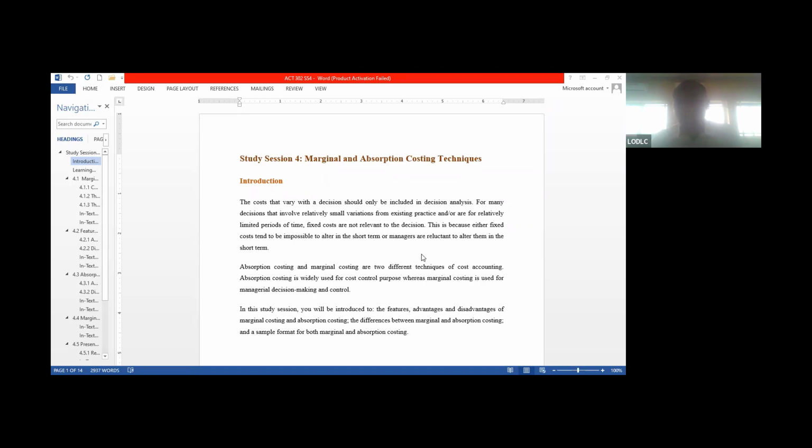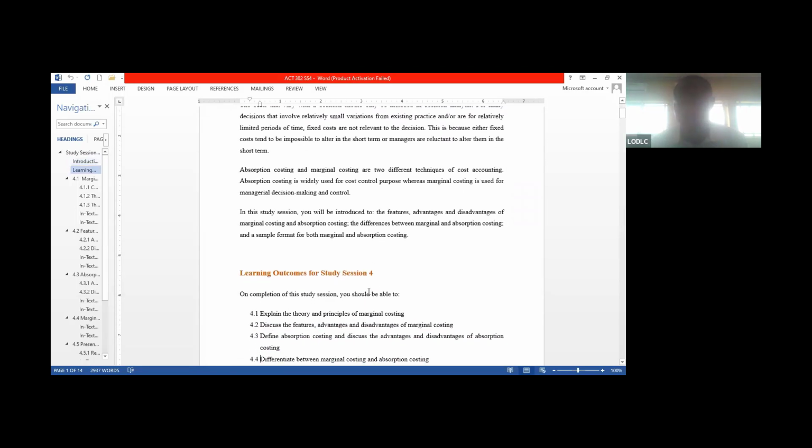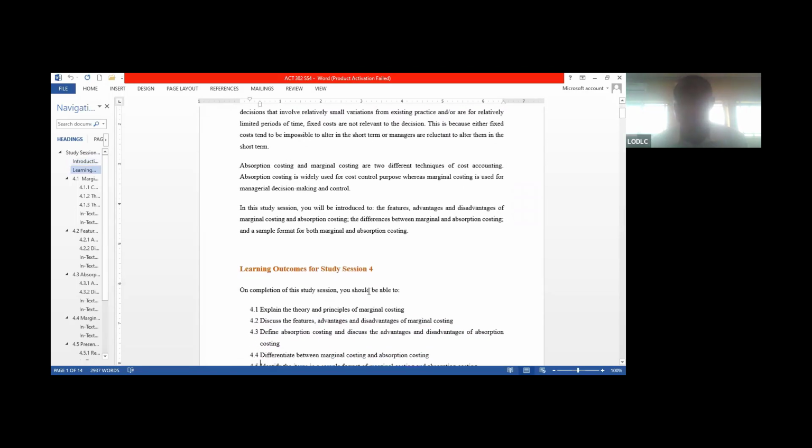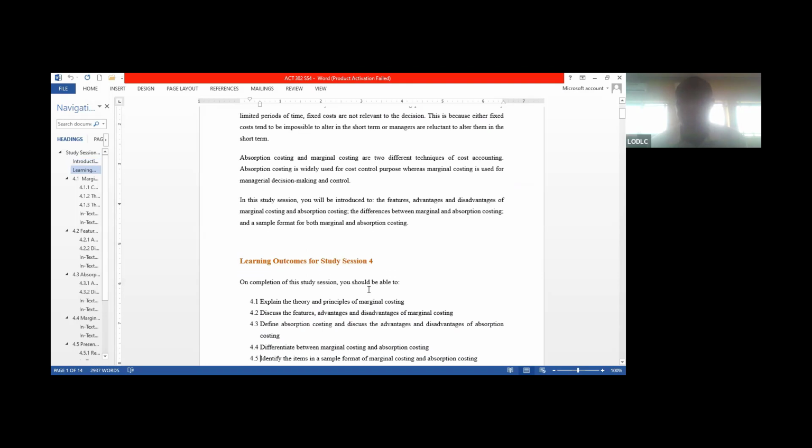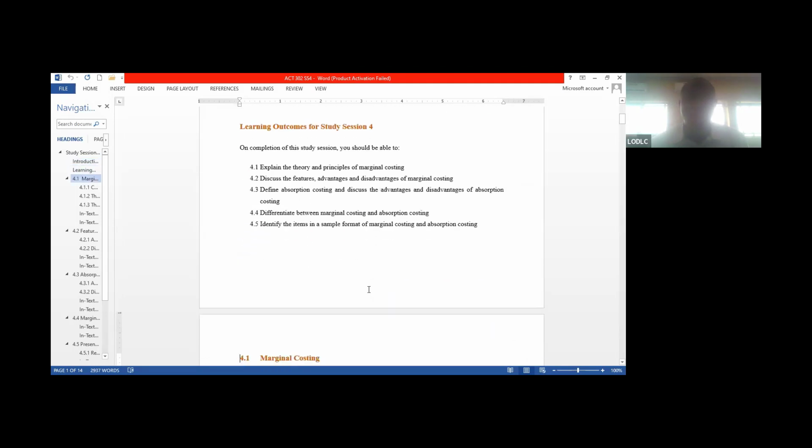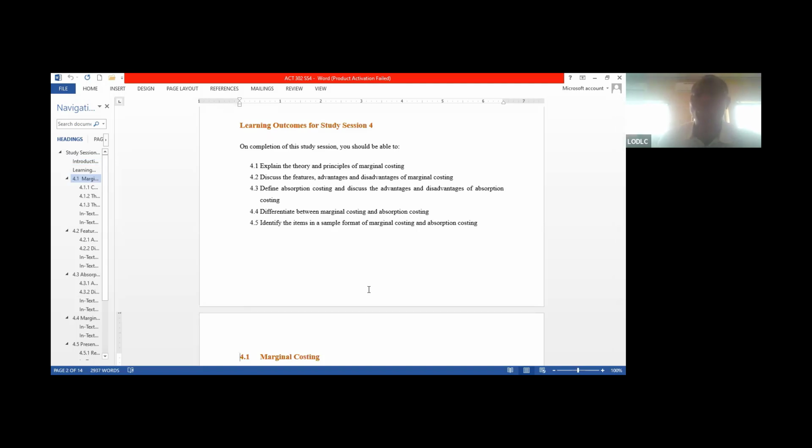So having said that, we should be able to understand the theory and principle of marginal costing, and we should be able to know the features, advantages, and disadvantages of marginal costing. And then we should be able to define absorption costing and discuss the advantages and disadvantages of absorption costing. And then we should be able to differentiate between marginal costing and absorption costing. And lastly, we should be able to identify the items in a sample format of marginal costing and absorption costing.